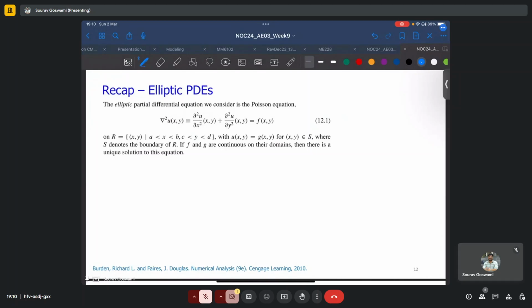The elliptic partial differential equation we consider is the well-known Poisson equation, that is nabla square u, which is equivalent to del 2 u by del x2 plus del 2 u by del y2, equal to some function f of x, y on the region R, where x lies between a and b and y lies between c and d, and S denotes the boundary of R. And if f and g are continuous on their domains, then there is a unique solution to this equation.